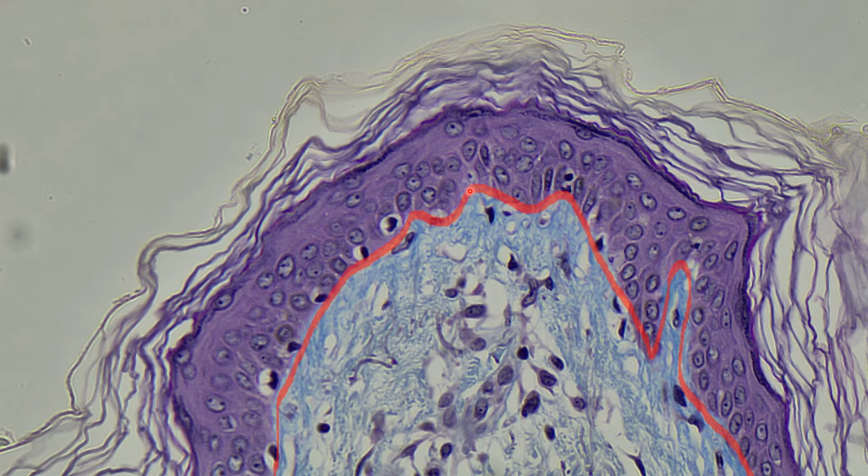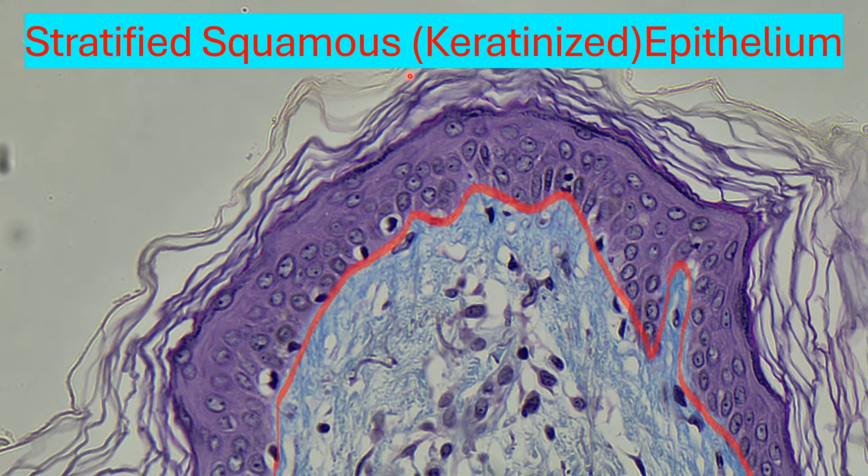We see that there are multiple layers of cells bordering an empty space, so we're going to think epithelium of some sort. Because there's multiple cells, we're going to think stratified, and then we're going to name it based on the cell shape at the apical side. Overall, these cells are very flat, therefore we have stratified squamous epithelium. Specifically, this is keratinized because we do not see any nuclei here at the surface.